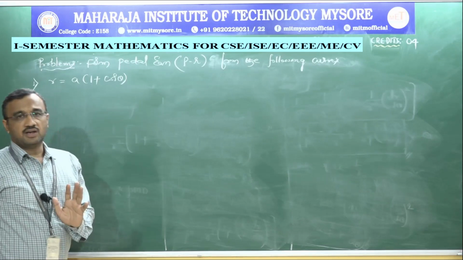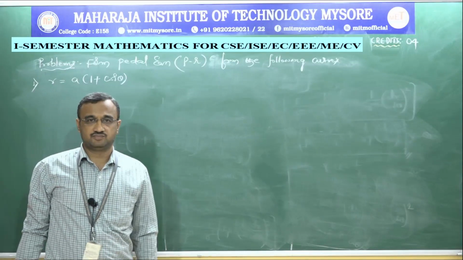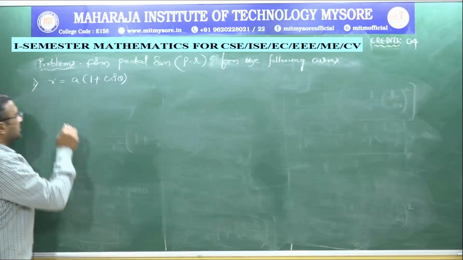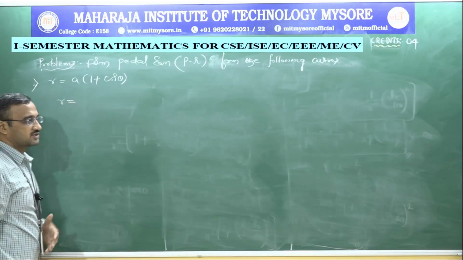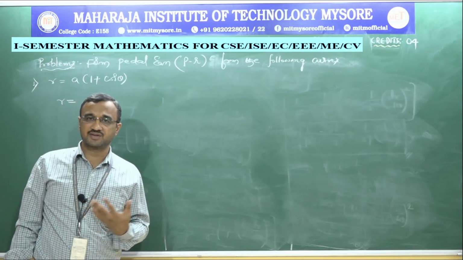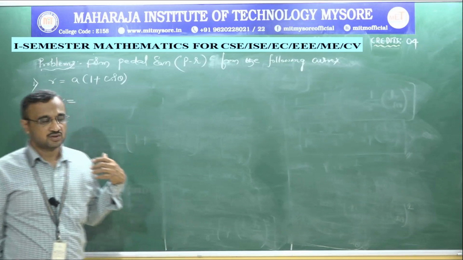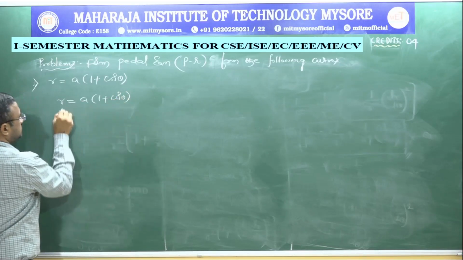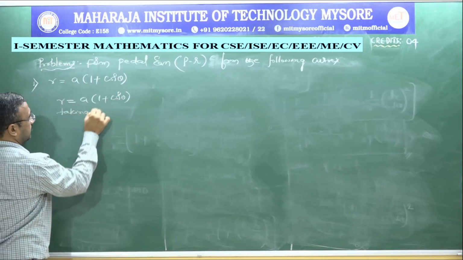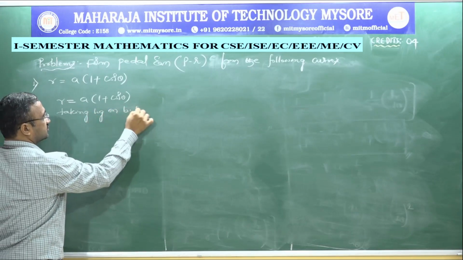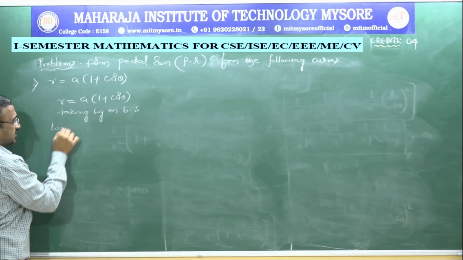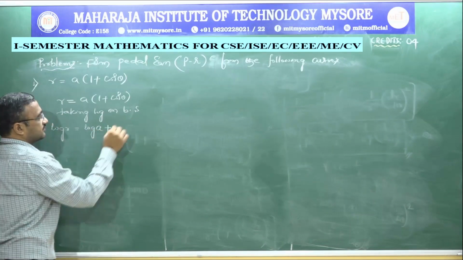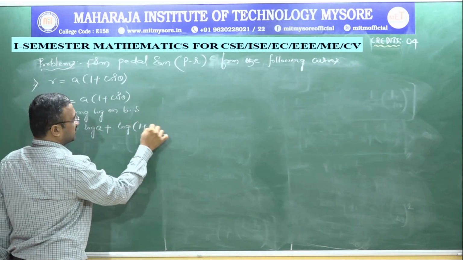So our duty is to find the value of phi. If it is a pedal equation, the equation should contain p and r. So as usual in the last class problems, we are going to find the angle between the radius vector and the tangent, the same method we have to apply here. So first, taking log on both sides of this function, log r becomes log a plus the logarithm of 1 plus cos theta.